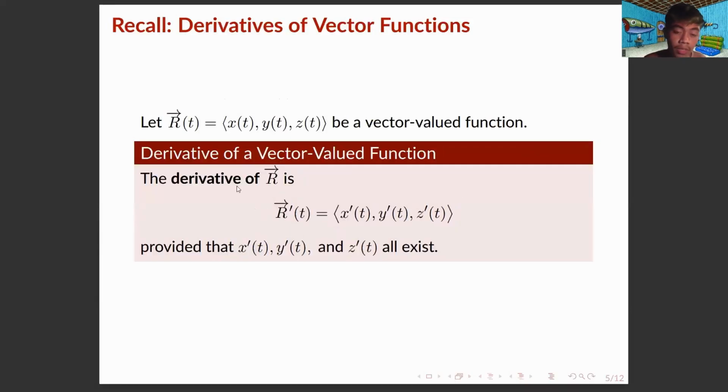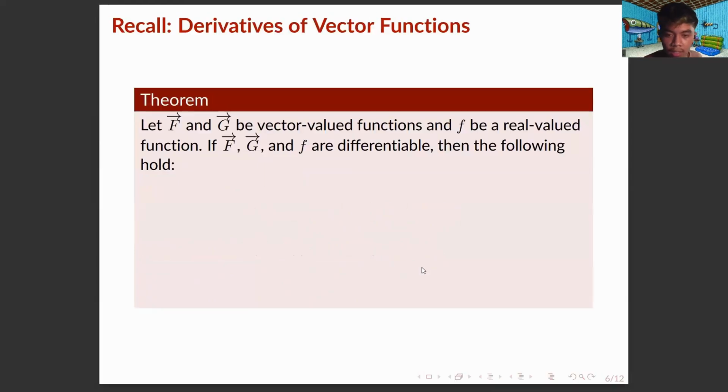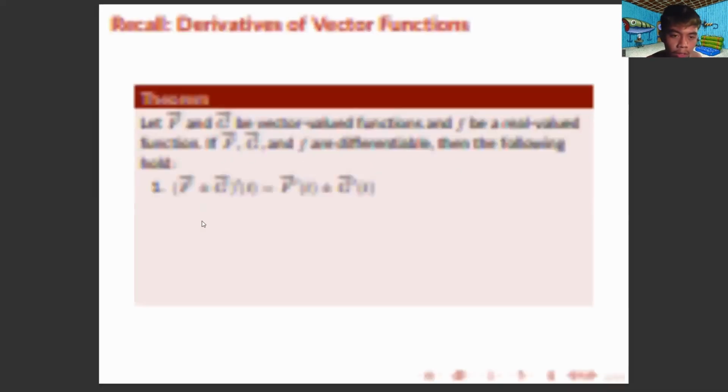Okay, so let r of t be a vector-valued function. So we have the derivative of r is equal to x prime of t, y prime of t, and z prime of t, provided that all of these exist. Okay, so theorem, we have let f and g be vector-valued functions, and let small f be a real-valued function.